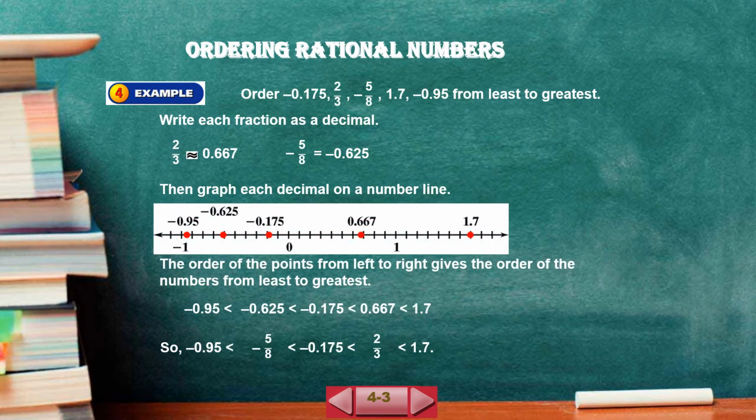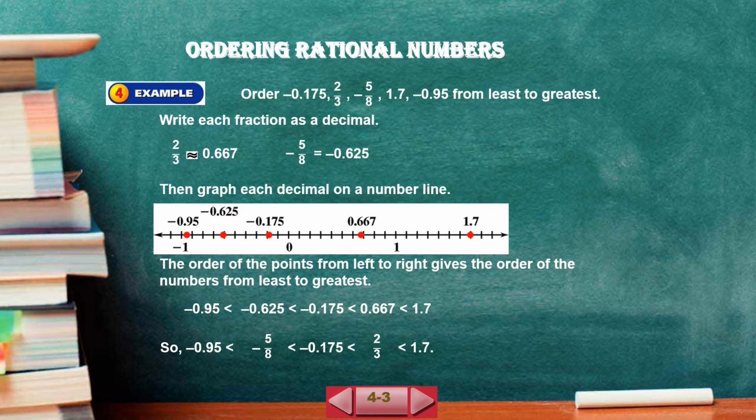So, para mas madali, ang gawin natin ay negative 175 thousandths, 2/3, negative 5 over 8, 1 and 7 tenths, negative 95 hundredths. So, para mas madali natin ma-arrange or ma-identify kung sino mas malaki sa kanila, ang mga fractional form will have to convert that one, or gagawin natin decimal numbers. So, ang 2/3 ay 667 thousandths, ang negative 5 over 8 ay negative 625 thousandths. Okay. So, by this time, lahat na sila naka-decimal form.